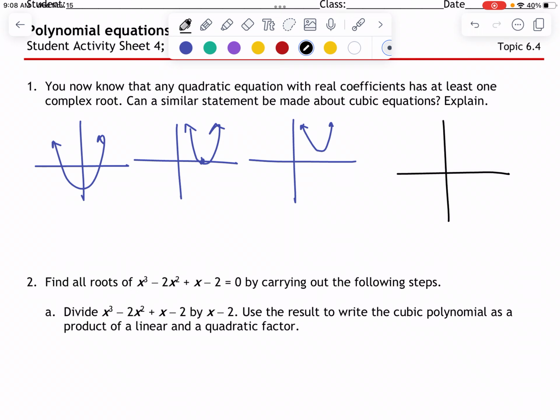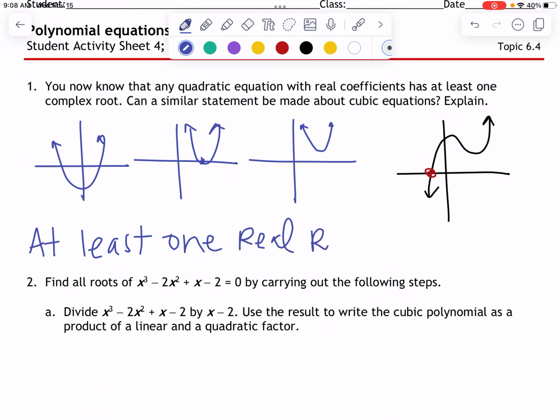Cubic equations, we know, follow this sort of path. And so we know that since our end behavior has one end moving down and the other end moving up, or vice versa, we know that we have at least one real root. So that means there must be at least one complex root.